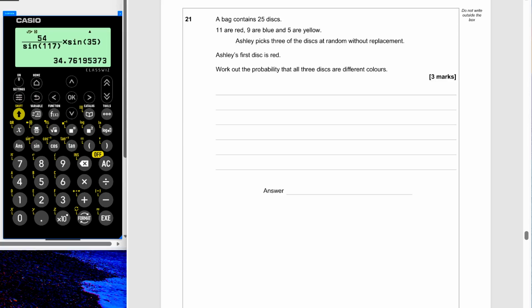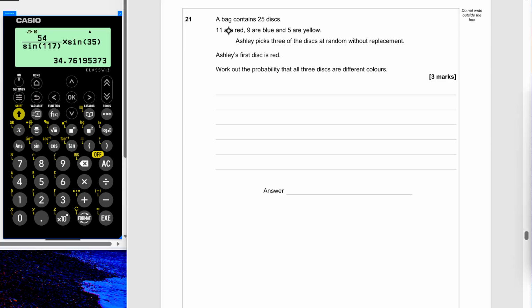Right, question 21. A bag contains 25 discs, 11 are red, 9 are blue, 5 are yellow. Ashley picks 3 of the discs at random without replacement. Ashley's first disc is red. Work out the probability that all 3 discs are different colors.